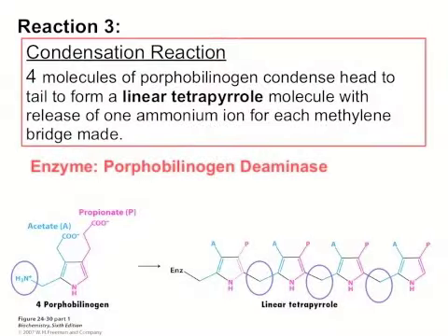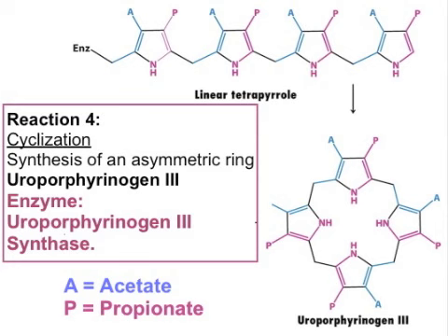The next reaction, reaction 3, is a condensation reaction. We're going to link 4 molecules of porphobilinogen head to tail to form a linear tetrapyrrole molecule. This occurs with the release of an ammonium ion for each methylene bridge that's being made. The enzyme that does this is porphobilinogen deaminase. So now that we have a linear tetrapyrrole, we're going to cyclize that to form an asymmetric ring called uroporphyrinogen 3. The enzyme that catalyzes this is uroporphyrinogen 3 synthase.